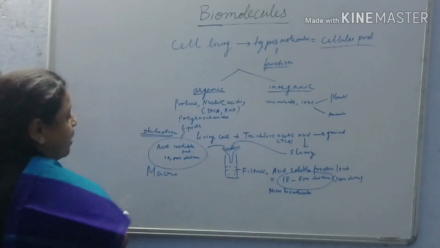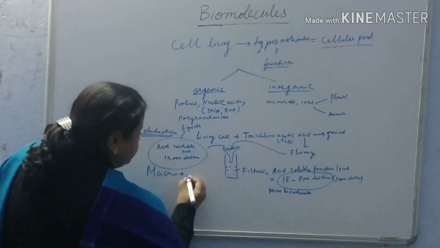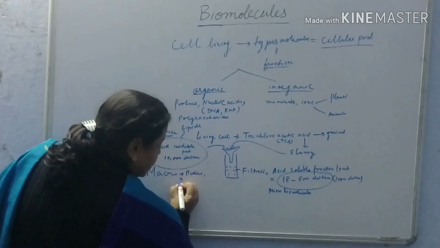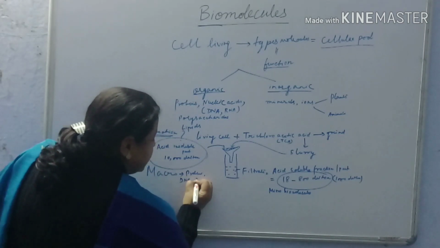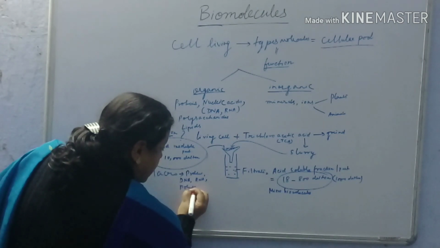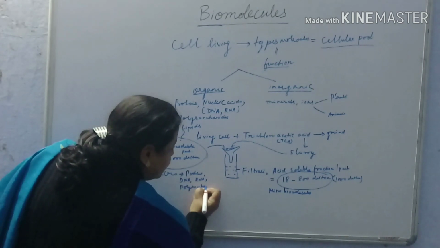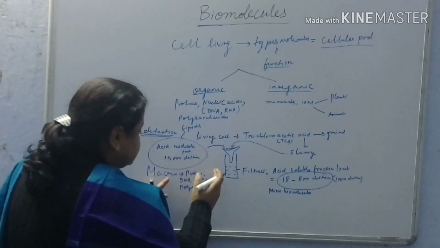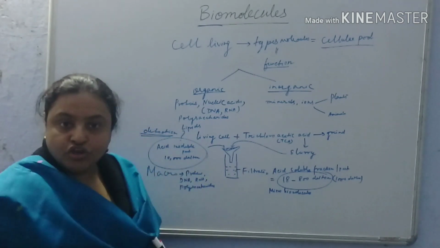Now in the macrobiomolecules, you get the proteins, you get the nucleic acids, that is the DNA and the RNA, you get the polysaccharides. Polysaccharides are a group of complex carbohydrates. So these are the macrobiomolecules.